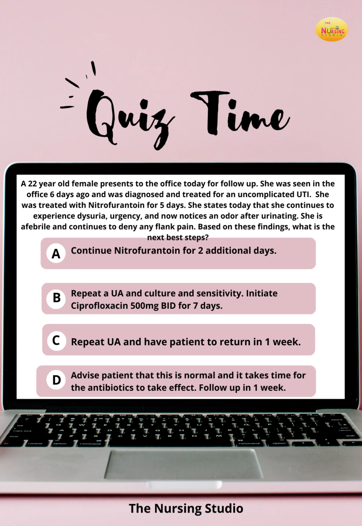But now, 6 days out, she's completed that nitrofurantoin, or should have, states that she continues to have the dysuria, urgency, and now has malodorous urine, right? And so the patient's afebrile. She doesn't have flank pain still. So you can kind of rule out acute pyelonephritis, but keep that in your mind.